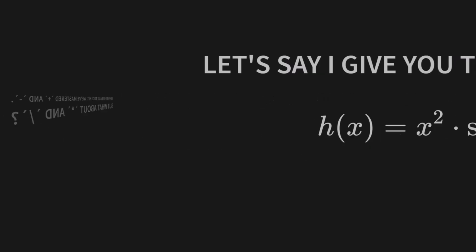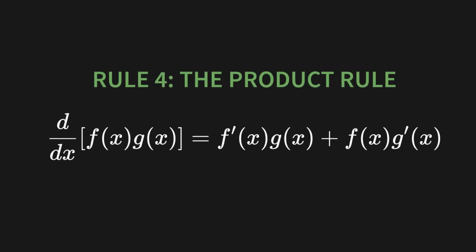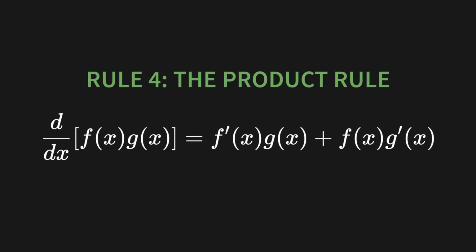Let's say I give you this function. H of x equals x squared times sine of x. What's the derivative? It's so tempting to just do them separately, isn't it? But that's not how it works. We need a special rule. Rule number 4, the product rule. This is the one you use when two functions are multiplied together.